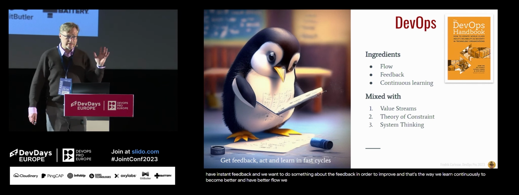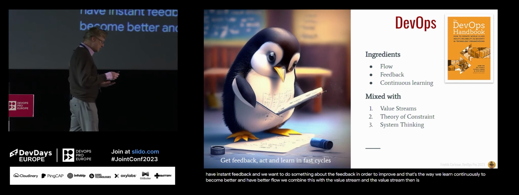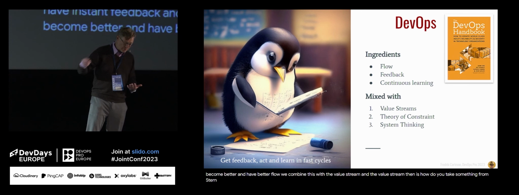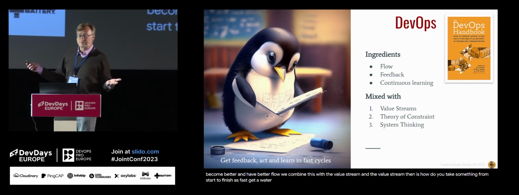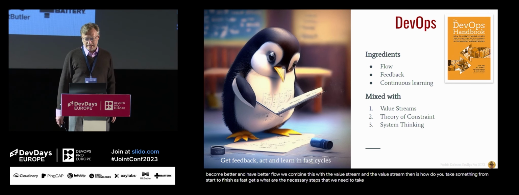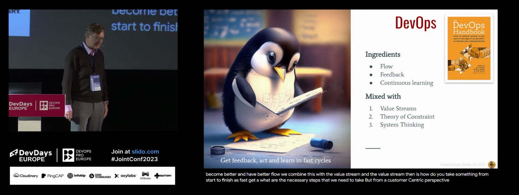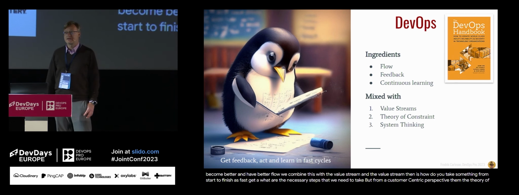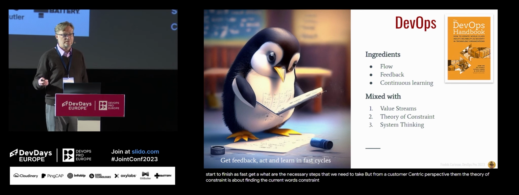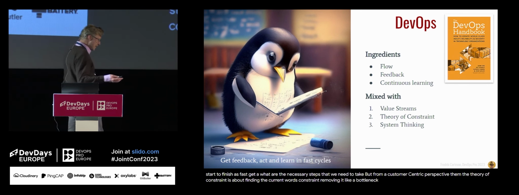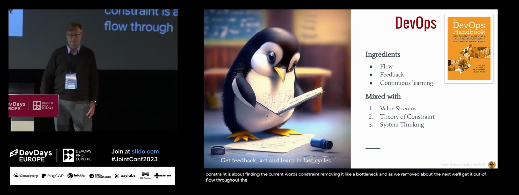We combine this with the value stream, and the value stream is how you take something from start to finish as fast as possible, what are the necessary steps that we need to take, often from a customer-centric perspective. The theory of constraints is about finding the current worst constraint and removing it like a bottleneck, and as we remove the bottlenecks, we'll get better flow throughout the value process.